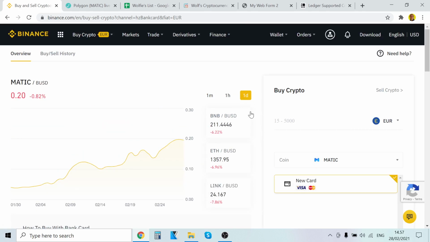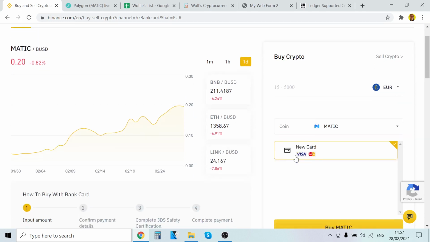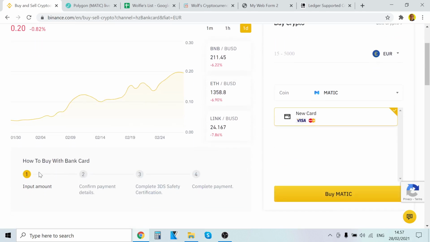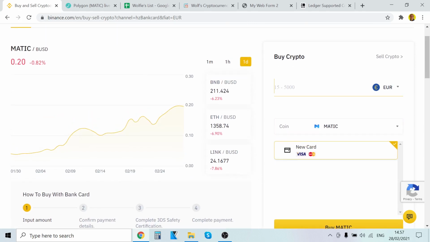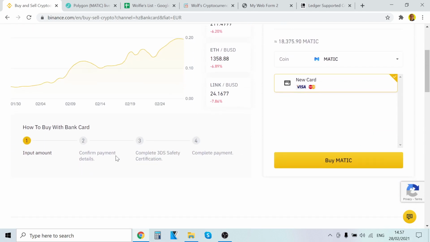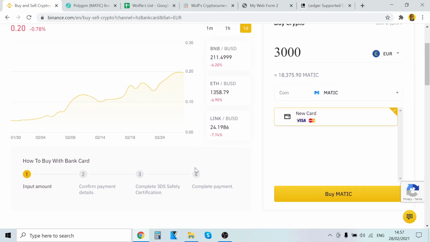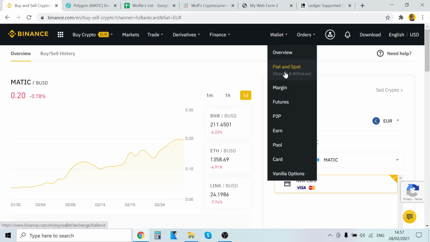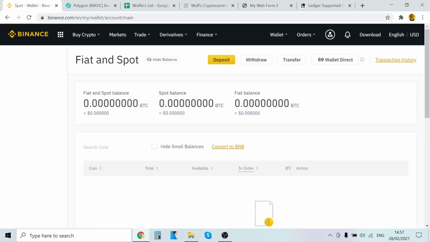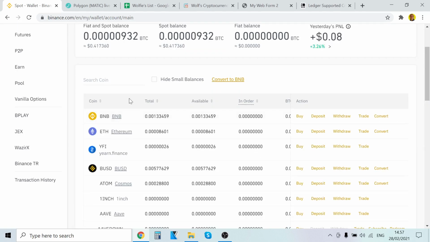Okay, so all you have to do here is follow the 4-step method. First, select how much MATIC you want to buy. After that, confirm the payment details, so click buy MATIC and confirm payment details. After that, complete safety certification, and then the payment is complete. And when you go to your wallet, the MATIC you just bought will show up right here in your own wallet. Okay, and that's how easy it is to buy MATIC.